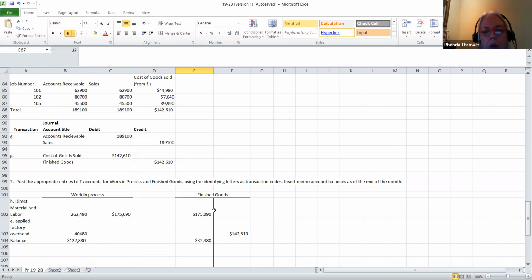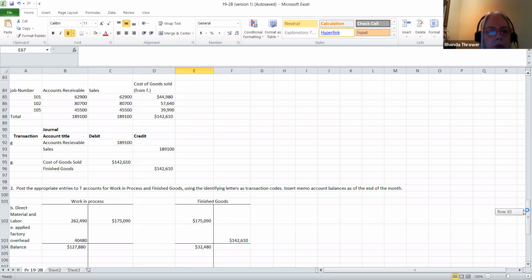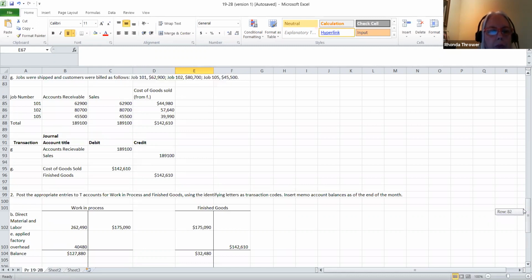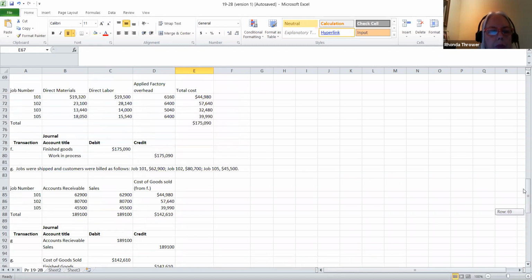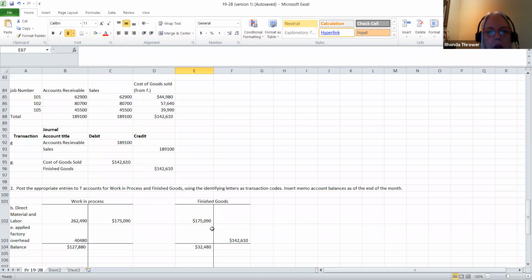They also wanted us to create a T account for finished goods. Finished goods is an asset account and it will be increased on the debit side. Notice we've got an increase to our finished goods for $175,090. I want to show you where that came from. And that came from transaction F. So $175,090 we had a debit to finished goods for. That's where this came from. This came from transaction F.